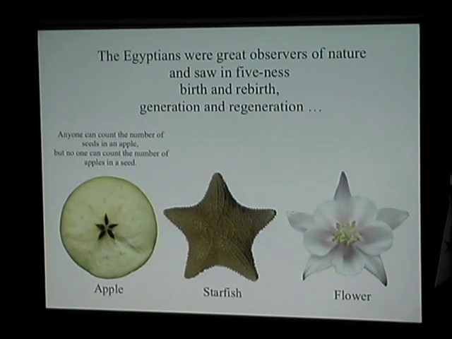And so the Egyptians, who were known as great observers of nature, must have seen fiveness, this birth, rebirth, generation, regeneration. Here we see it if you cut an apple across the equator, or a pear, many fruits. You'll see this five-petaled package of seeds, the essence of generation and birth. Or these starfish, well known for their regenerative properties. You know, if an arm is lost, the body will grow a new arm.